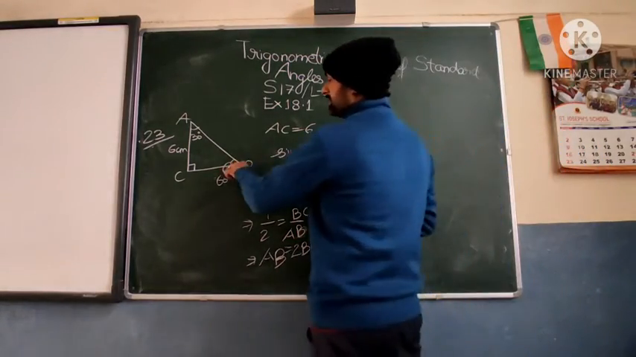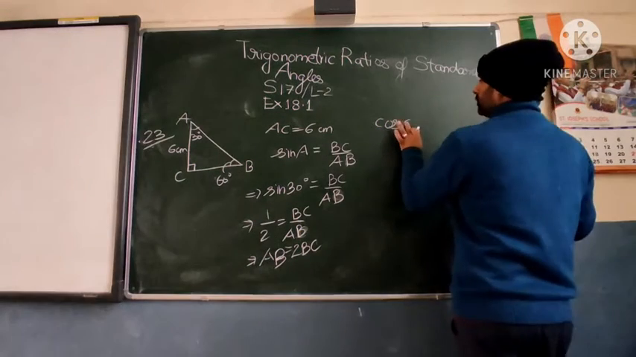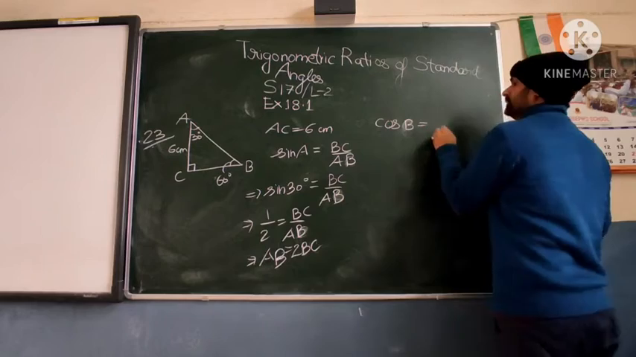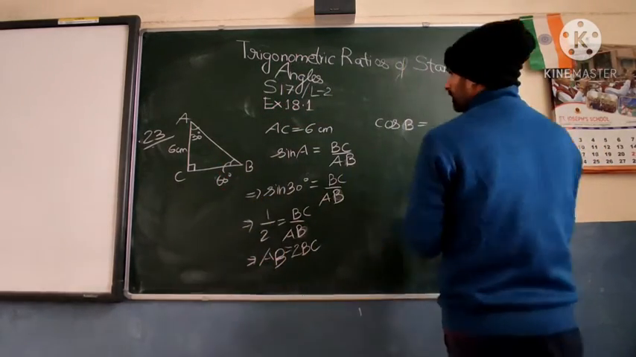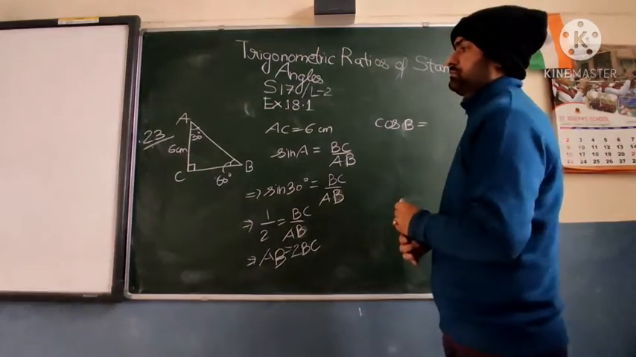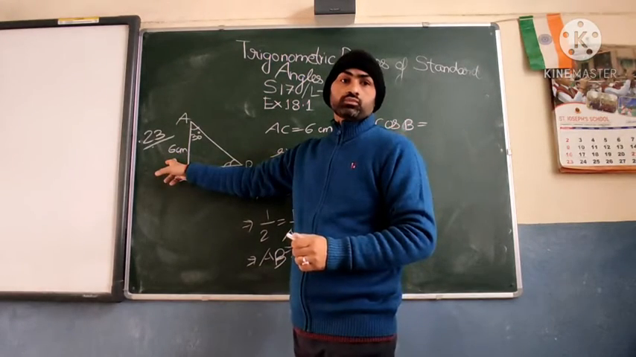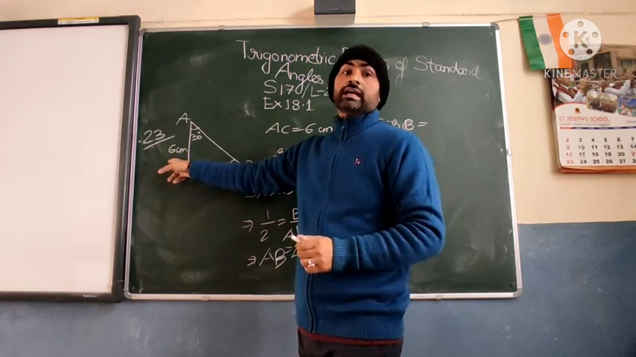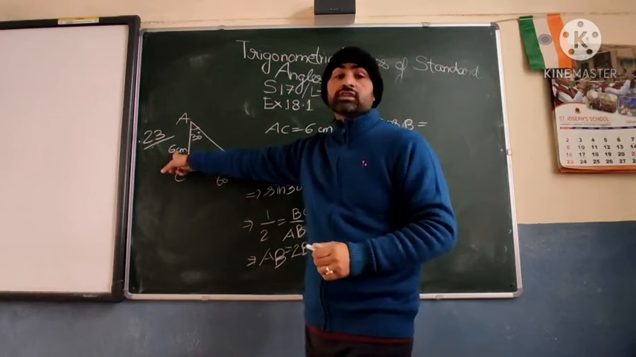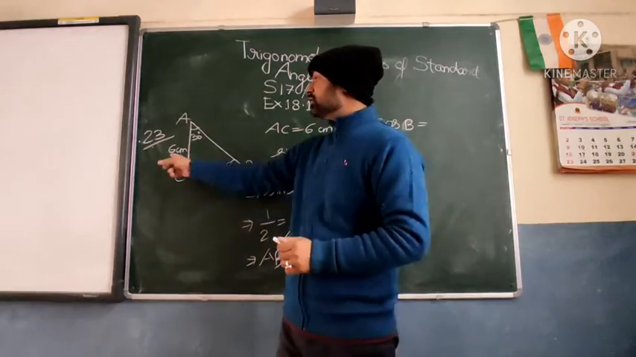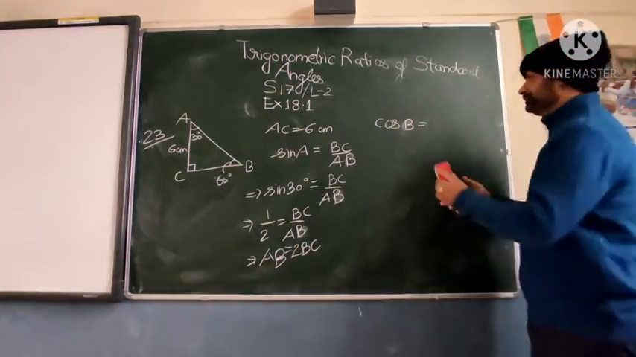Now another angle is 60 degree, cos 60, or we can write cos B. Now what is cos theta? Base upon hypotenuse, that means BC upon... But see here, this cos theta we cannot take AC. Yes or no? That means we have to go with this here. We want to use this. So for 60, this will be what? Perpendicular. So we will not go with cos, we will go with sin only. Okay.